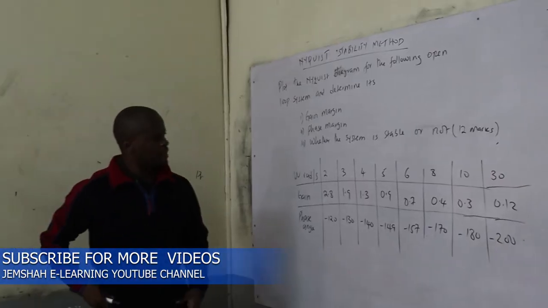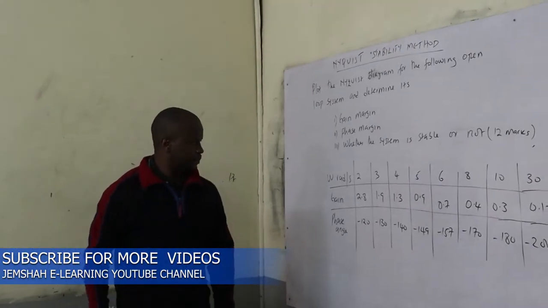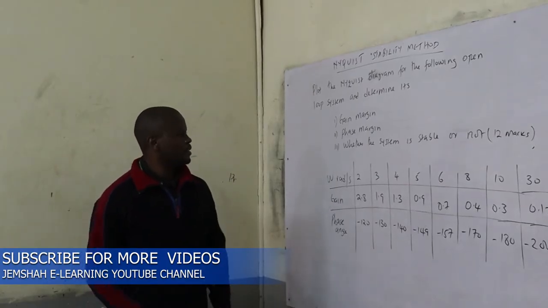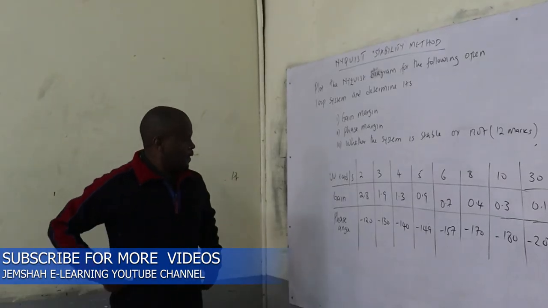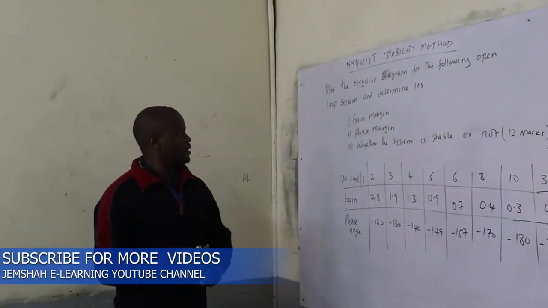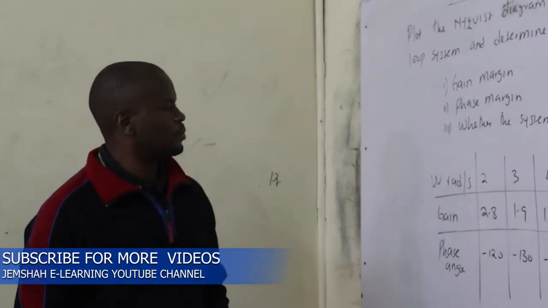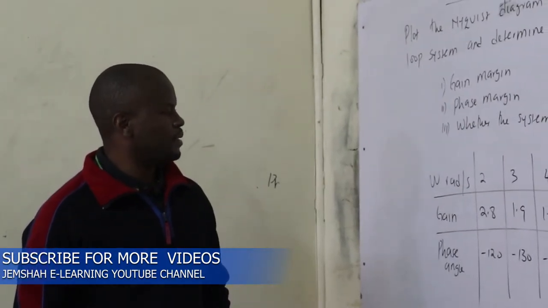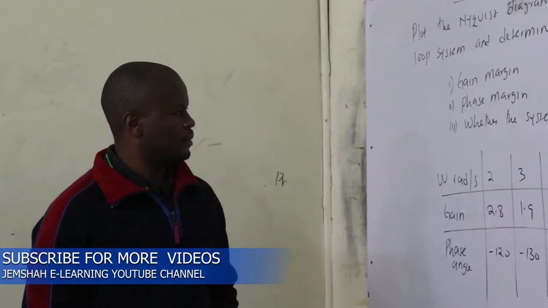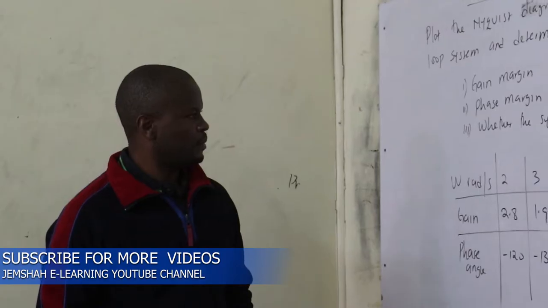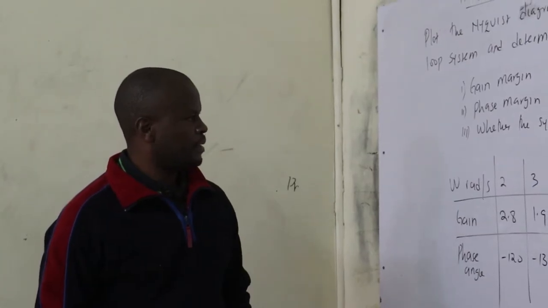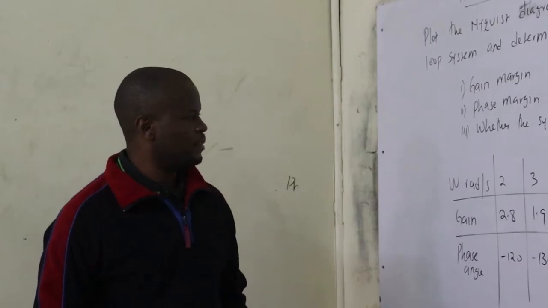So that is a simple question on Nyquist. And I want us to see if we can remember how to get the gain margin, the phase margin, and to determine whether the system is stable or not.